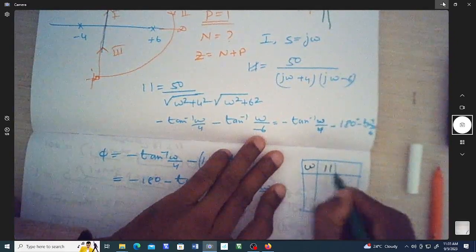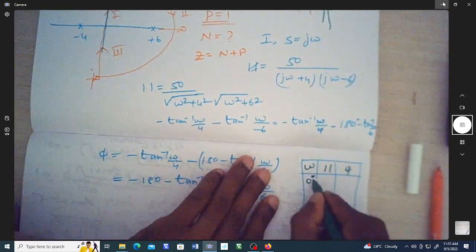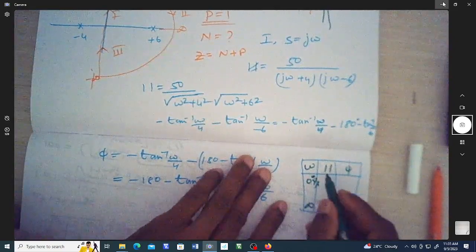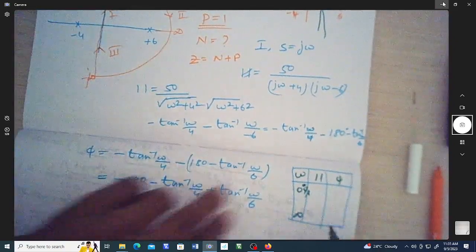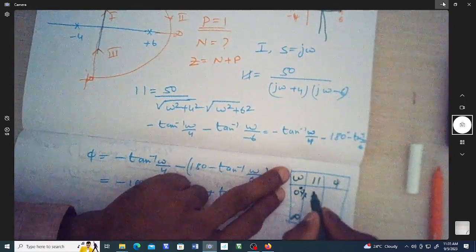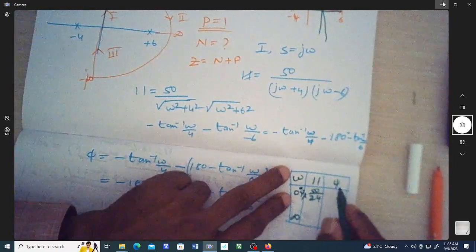This is magnitude and phase. This is 0, sorry, not degree, radian per second. This is infinite. So when it is 0, you know that it will be 50 by 24. It is 50 by 24, almost just 2 point something.